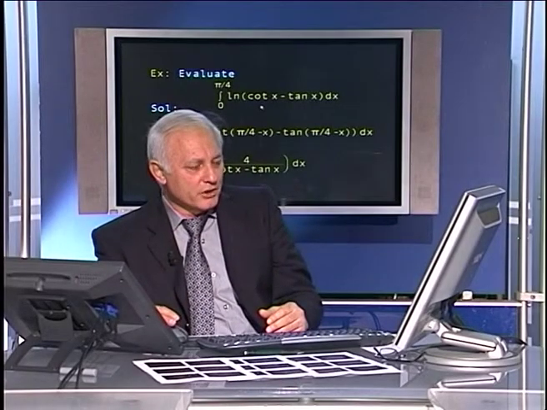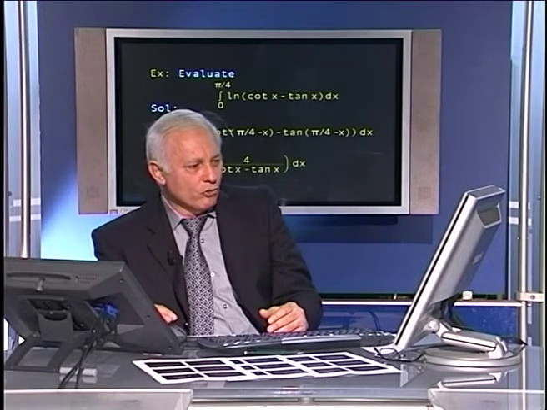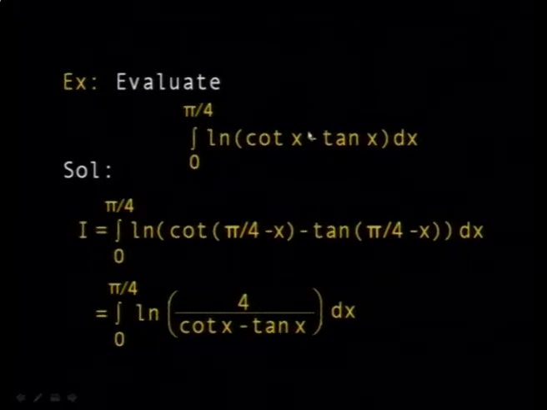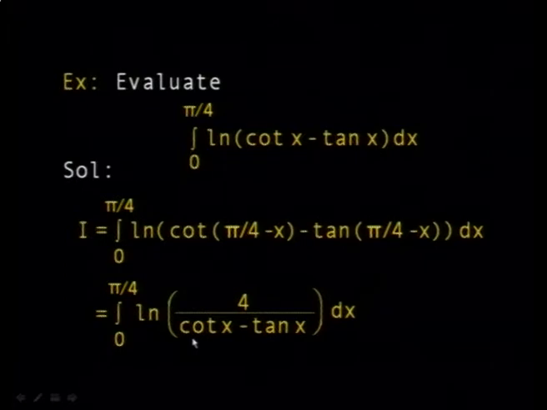And this is another example here. You don't know how to calculate this integral, so what you do, you substitute x for pi over 4 minus x, and you realize that this integral here is the same as this one. You fiddle with the trigonometric identities until you end up with this one. But here, the logarithm of 4 divided by cotangent x minus tan x is equal to what?